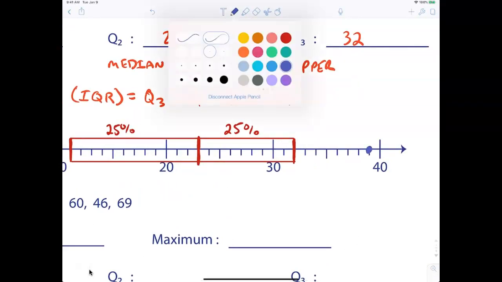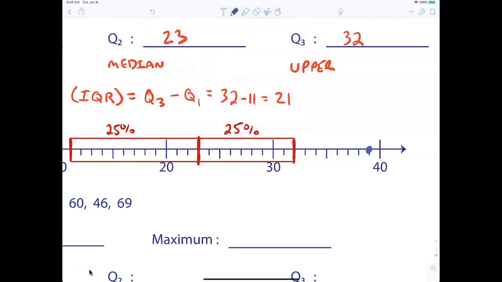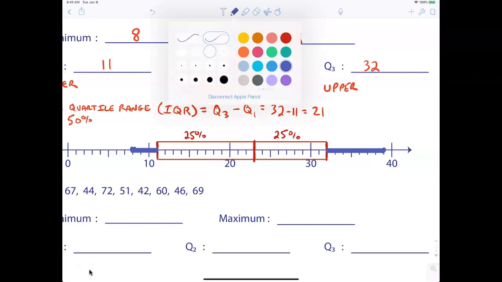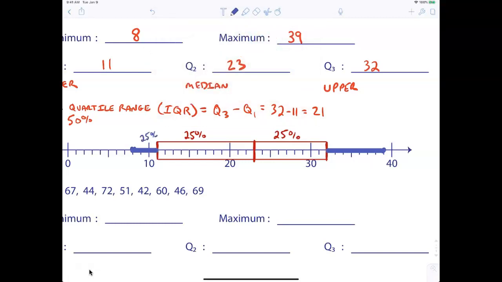Now, like I said, trust me, guys, I have no idea why they call these whiskers. Then you just draw a line from here to here, and a line from here to here. And again, what percent of the data are in those places? There would be another 25% here. That's why they call them quartiles. And 25% there. So hopefully now you understand what a quartile means.